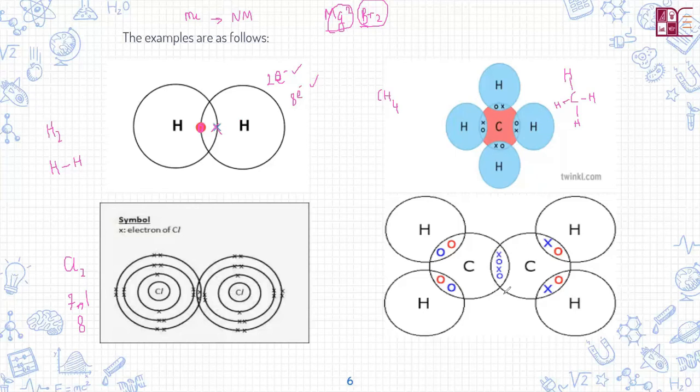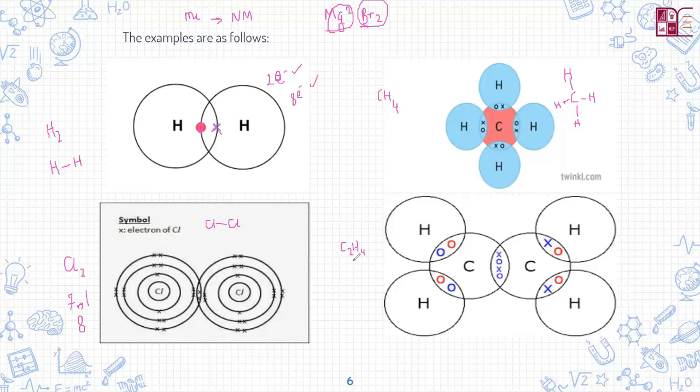Now here, this is a single bond in chlorine. So it's always going to be Cl, and a single covalent bond in between. The next example is C2H4, which is ethene.